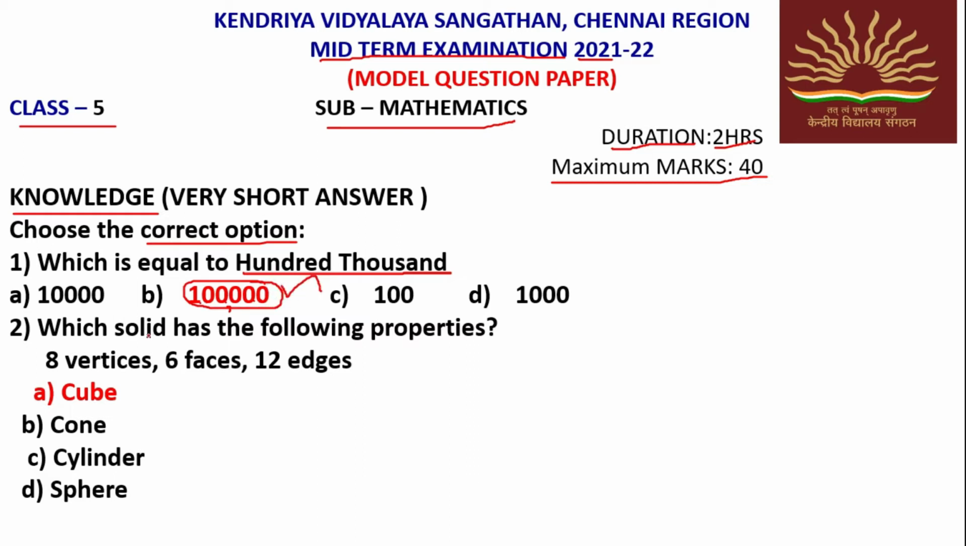Which solid has the following properties? 8 vertices, 6 faces, 12 edges. So the answer is cube. Cube has 8 vertices, 6 faces, 12 edges.